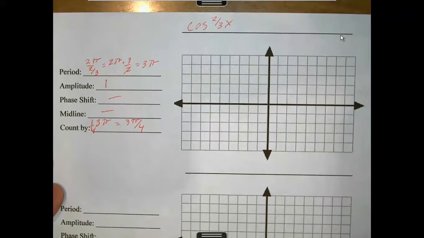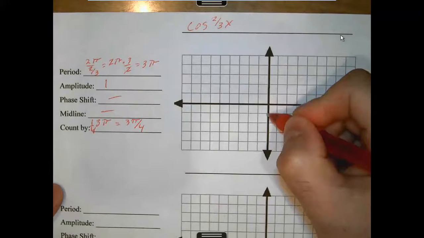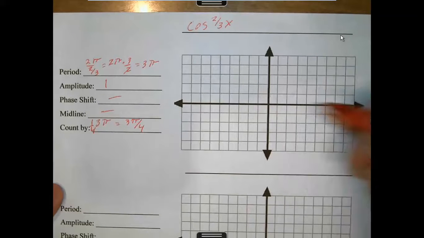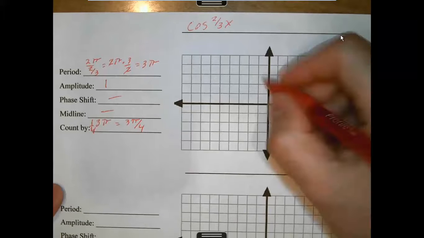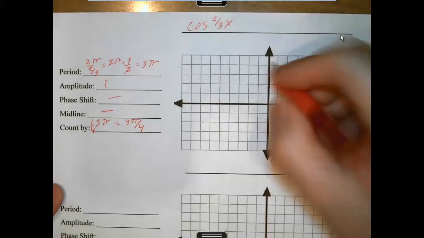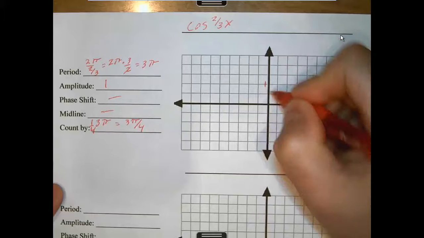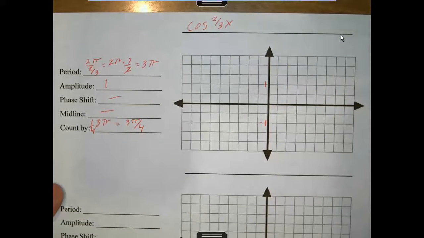What I do next is mark my amplitude. I could go up 1 and down 1 on the graph, but that makes a very small graph. Let's use a little more of the graph. Notice there are no numbers on here, so I can make any line be what I want. I'm going to have this be 1 and this be -1. I'm just going to make my graph a little bit bigger so it can be seen.